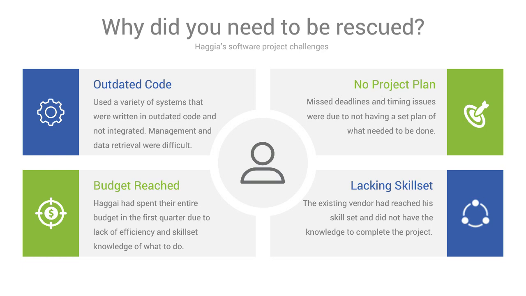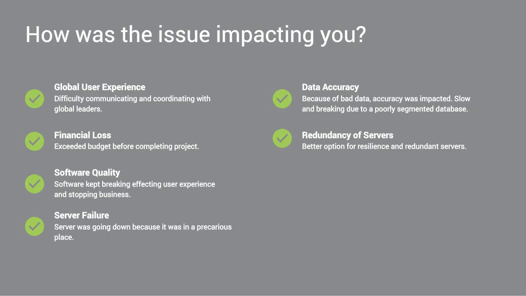Right. So now we know the why, why you needed it, but now really, how is this impacting you and your fellow employees and your global leaders? Was it affecting user experience? Obviously, you just mentioned there was some financial loss, and the quality of your data. You had some server issues, little accuracy, and you really didn't have redundant servers. You had a server that was a physical presence based down in Florida. So talk to me a little bit about how this was really affecting your team at Haggai International.